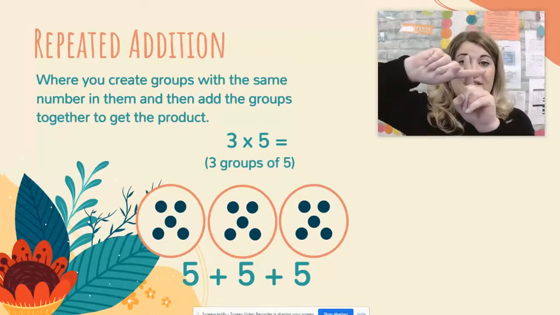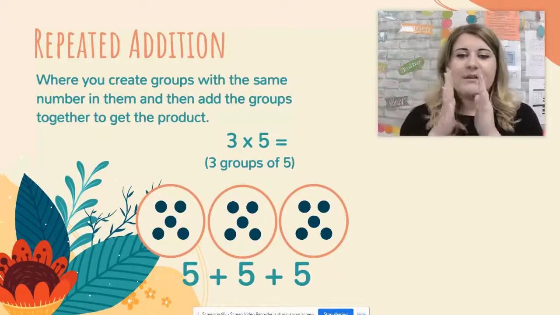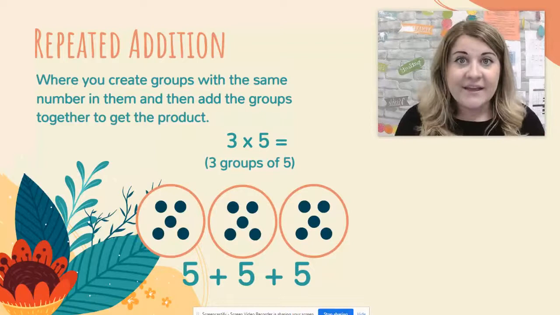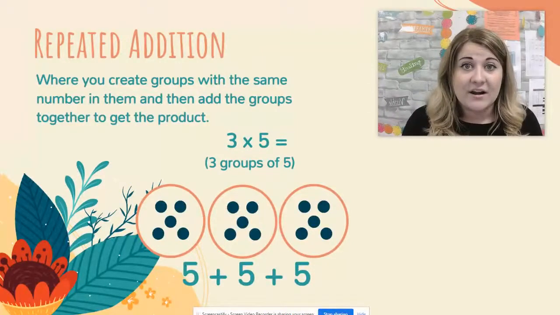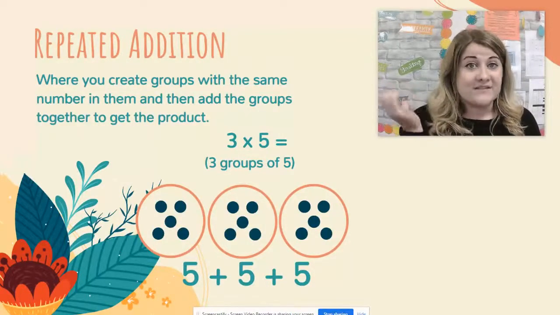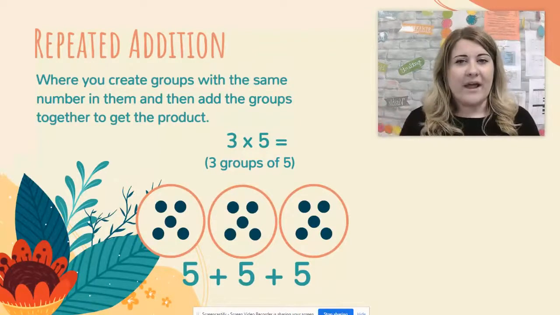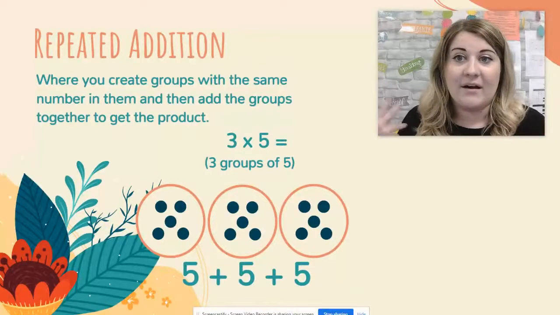You do need that plus symbol in there because it is repeated addition. So basically, multiplication is taking the number 5, adding it together 3 times to get an answer. So 5 plus 5 is 10, plus another 5 is 15. There's your answer, 5 3 times. So it's a quicker way to add is what multiplication is. It's just a quicker way to add.